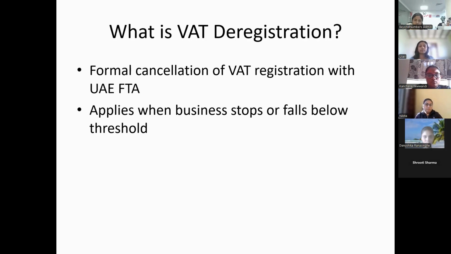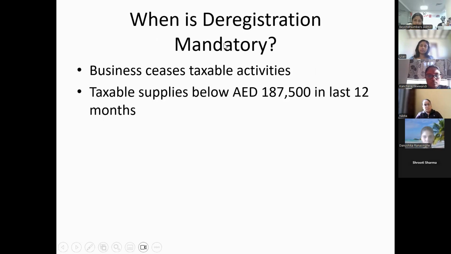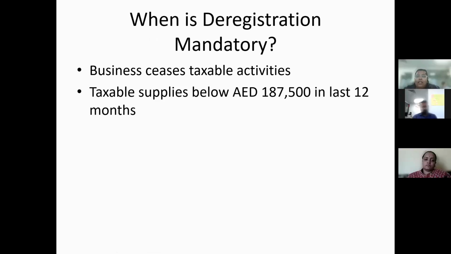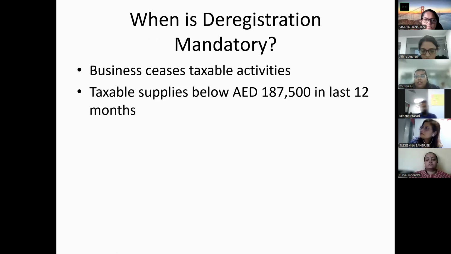So whenever the business is registered with the FTA for paying the VAT, and the turnover falls below a particular limit, we have to apply for the VAT deregistration. This is compulsory for all businesses when the turnover falls below the threshold. I'll show the threshold right now. This is also mandatory when the business ceases taxable activities. When the business is registered for a particular service and they're ceasing it, and the business is completely shutting down, then they have to compulsorily go for the deregistration.